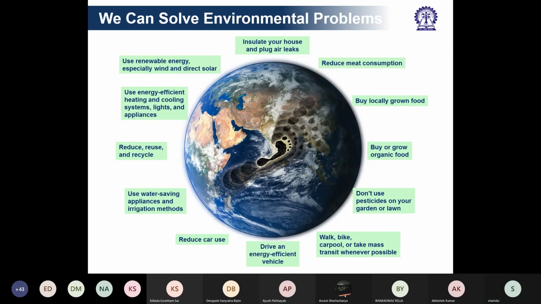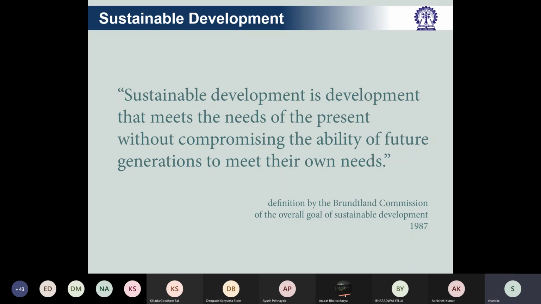Next, what we will be learning today is about sustainability and sustainable development. You often hear these terms, sustainability, sustainable development. Now what we will be learning is what is sustainable development, from where this concept of sustainable development came into existence, how we can achieve sustainable development, and so on. That will be the second part of this lecture.